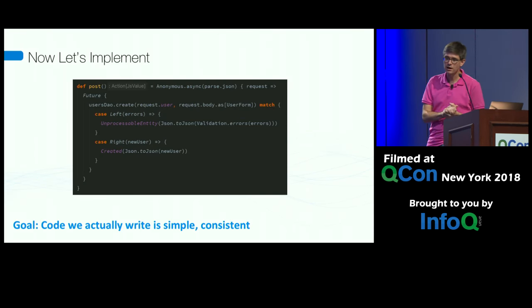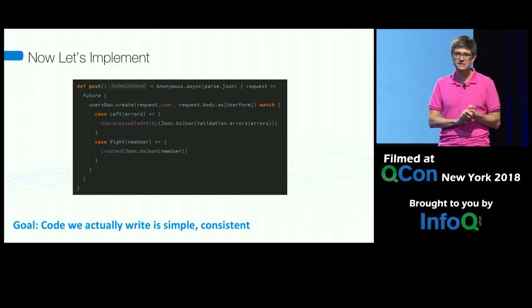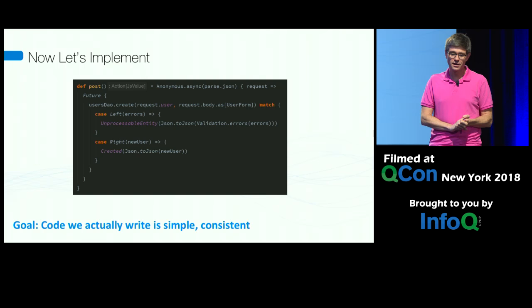Great. So now we're actually ready to write some code. We're developers, we like to write some code. So here's what code looks like at Flow. This is the actual implementation of the post method. User DAO create, we'll talk about the DAO in a bit.